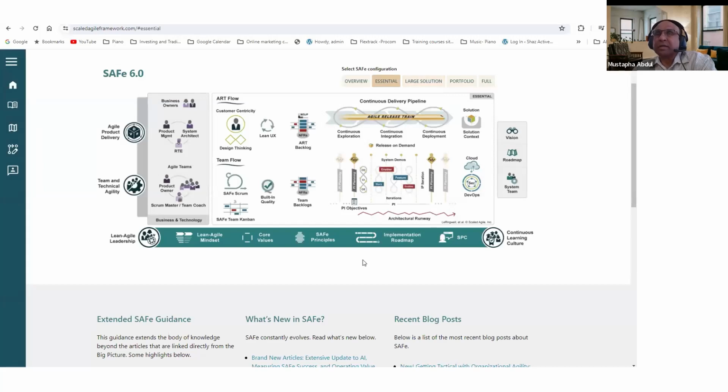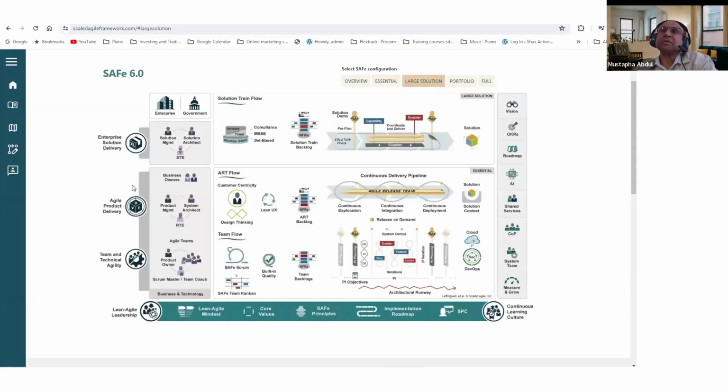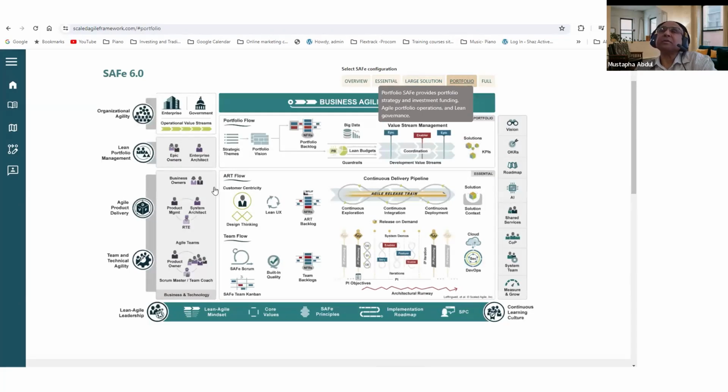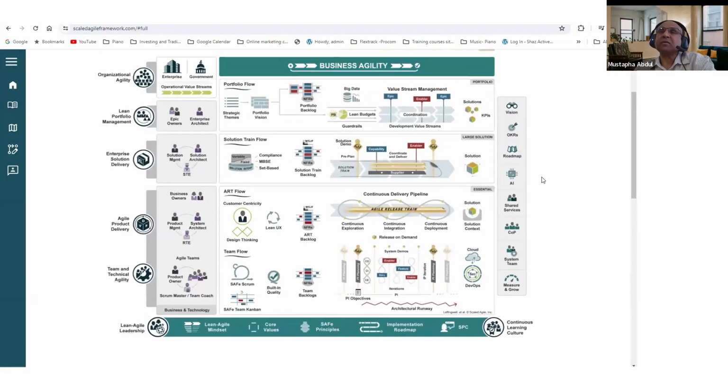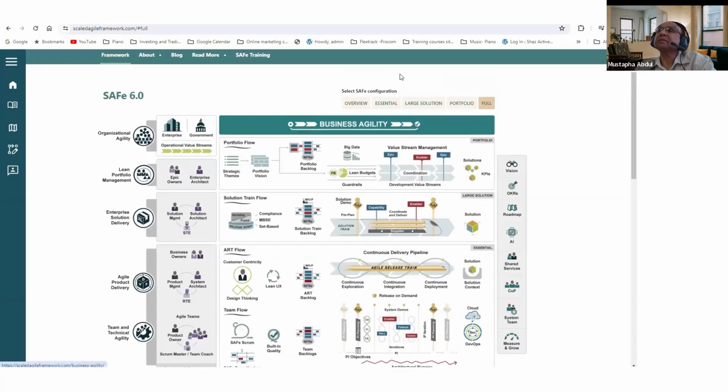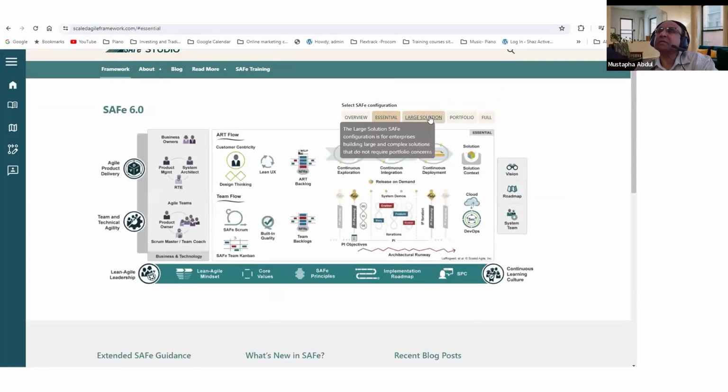And usually when a company starts, they will start at this level, regardless of whether the company is 1,000 people or 10,000 people. And there was a large solution, and the large solution included another competency called enterprise solution delivery. And the portfolio, we have lean portfolio management, organizational agility, and at the full level, there are all 7 core competencies. We don't have time to look at all of these today, and I'll focus primarily on the essential. If I get a chance, we'll look at lean portfolio management.